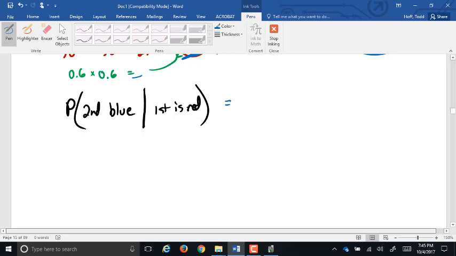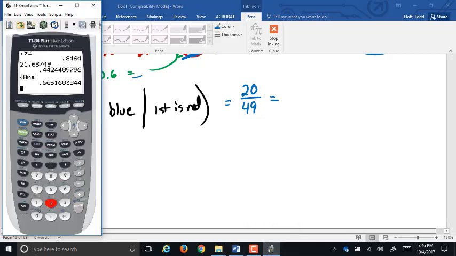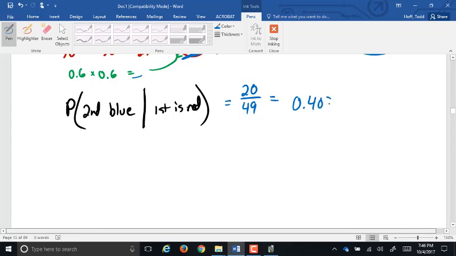Well, if we draw two marbles, if the first one's red, how many blue marbles are left in there? All 20 of them. How many total marbles are in there? 49. Now it's assuming there's no replacement, right? We took the red one out, tossed it over our shoulder. So that makes it slightly more likely. 20 divided by 49 is 0.4082. Where if we were just drawing out a blue one, it was just 0.40.